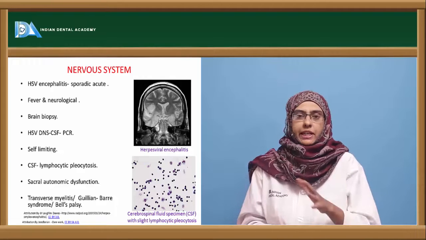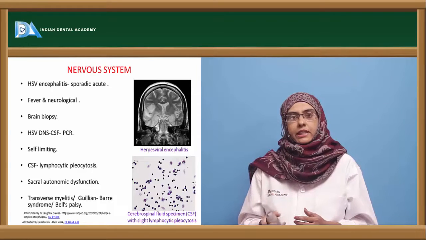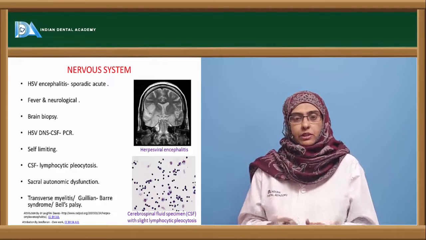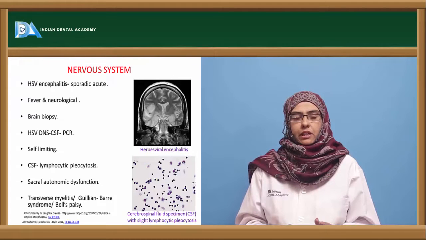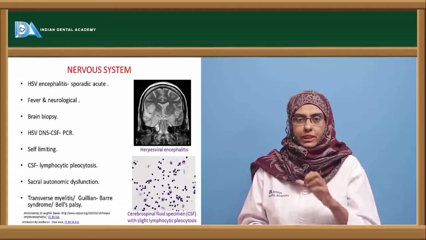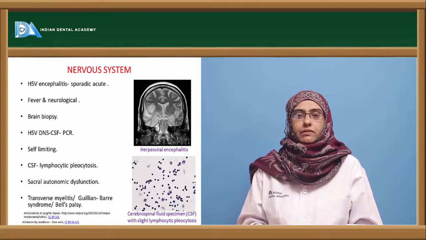That is, you do not find any sequel of this disease once the person recovers. But you can see in the cerebrospinal fluid there is a lymphocytic pleocytosis. Pleocytosis is nothing but an abnormal increase in the number of lymphocytes. So during this particular infection, there is a lymphocytic pleocytosis.